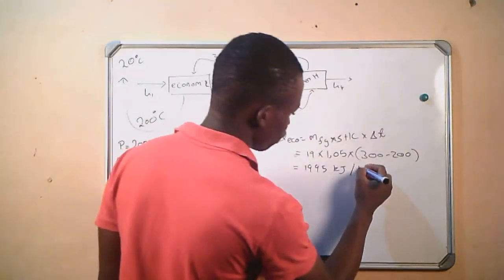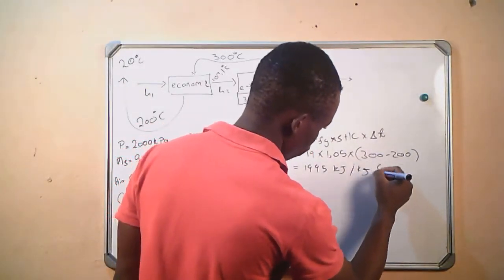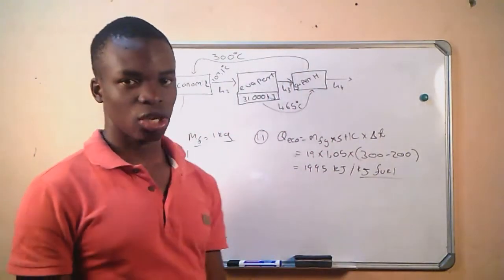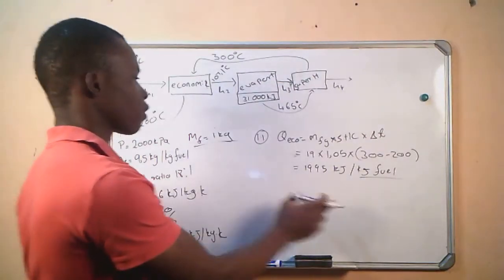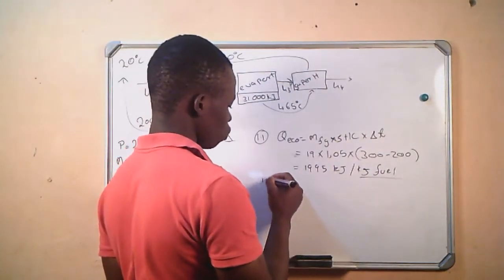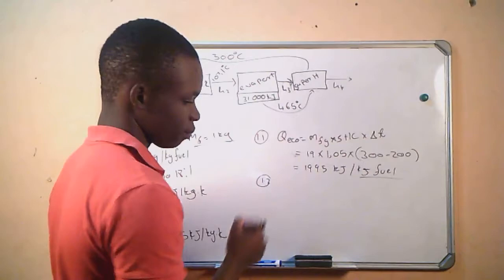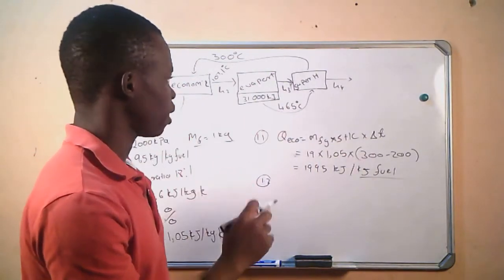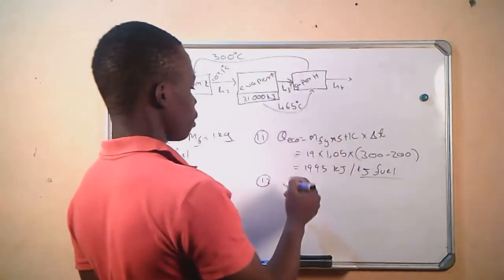They said we must get the answer in kilojoules per kg fuel. We'll say per kg fuel. This is to show that we are using 1 kg of fuel. And then we go to question number 2, which is 1.2. They say heat absorbed by the superheater in kilojoules per kg. We're going to do the same thing.